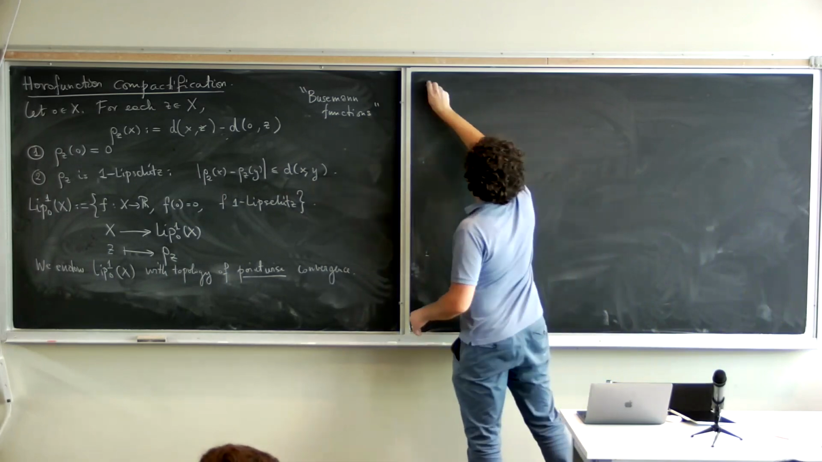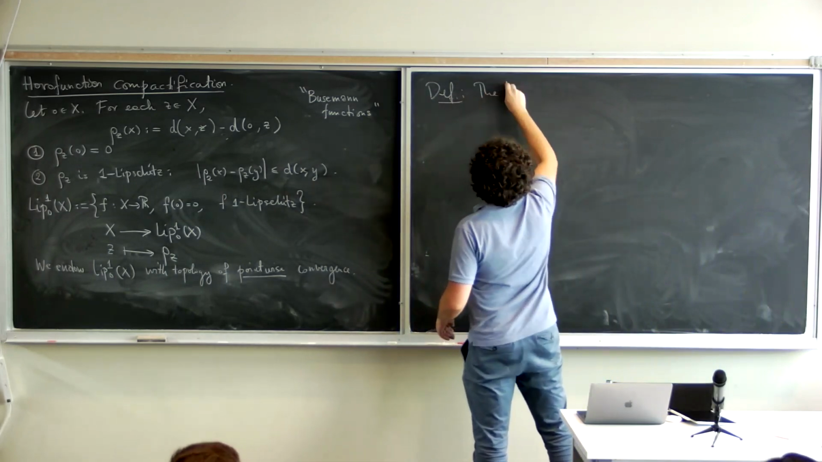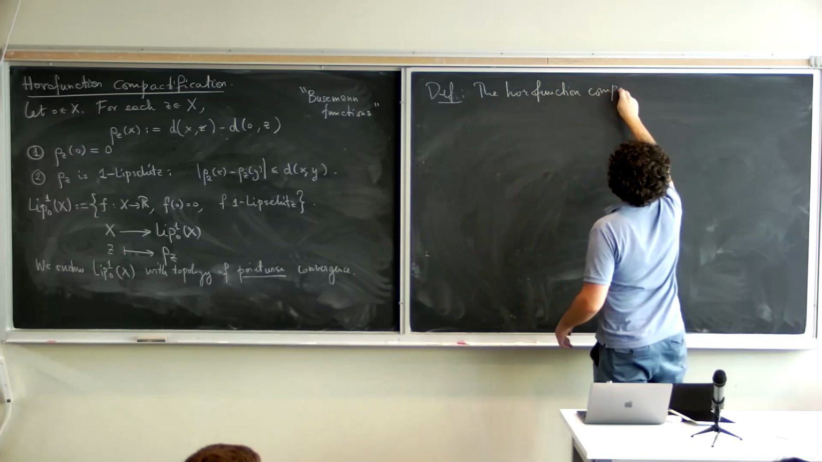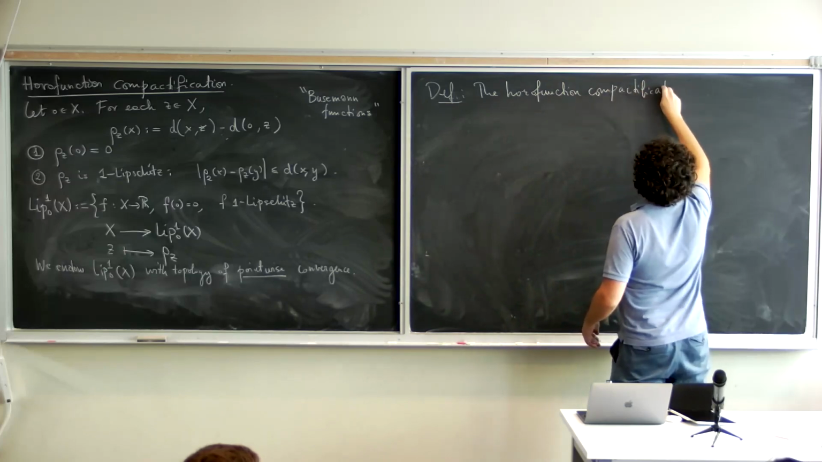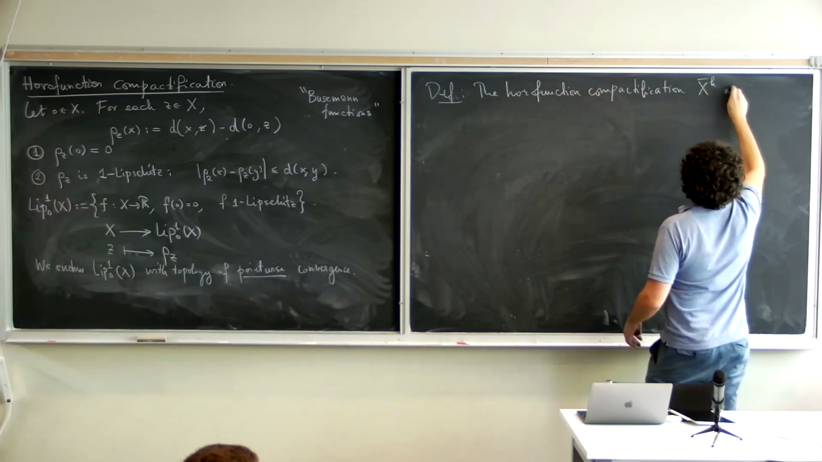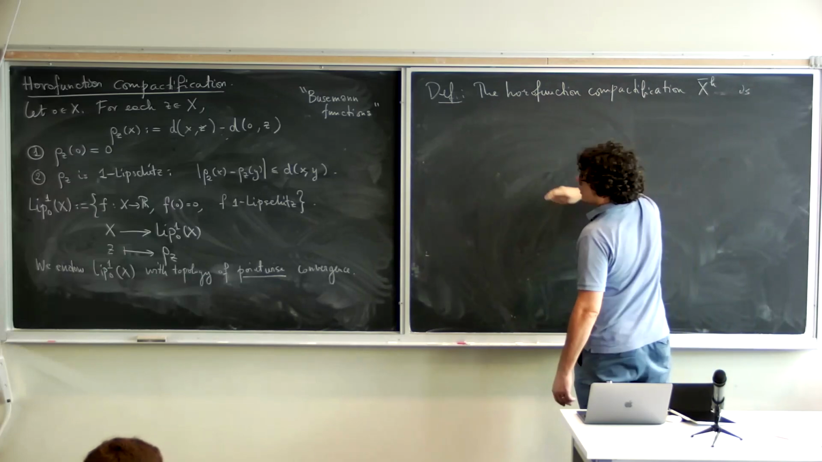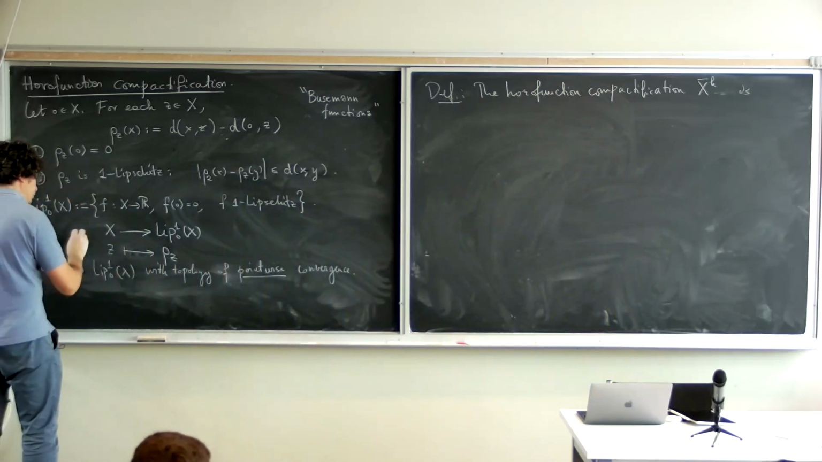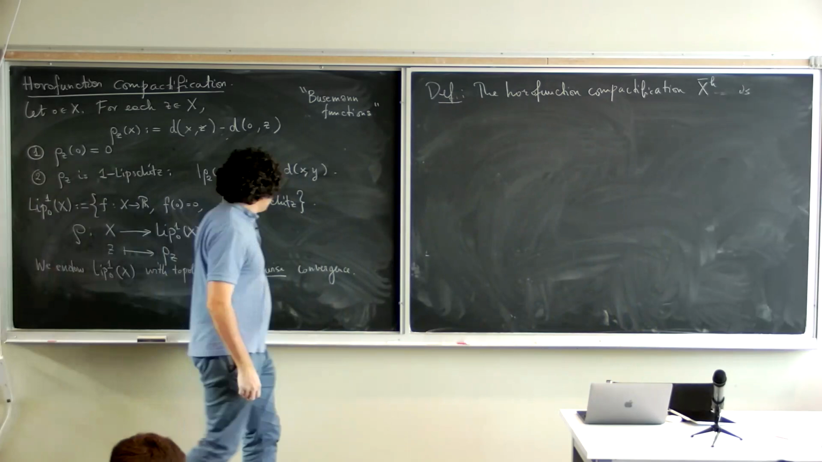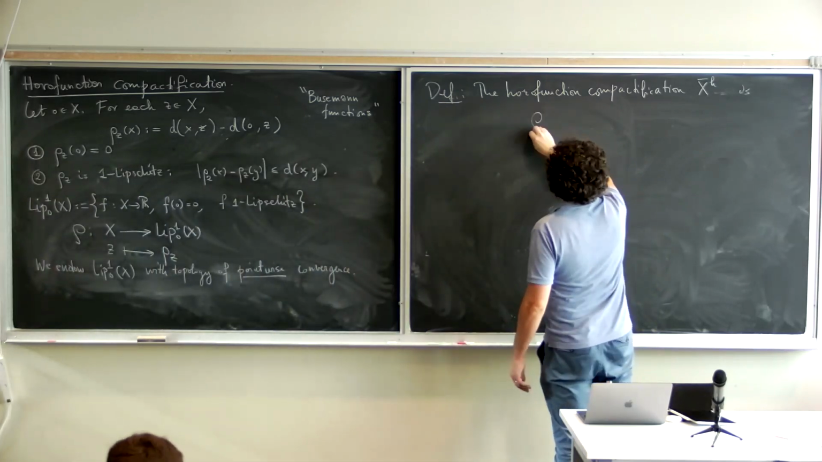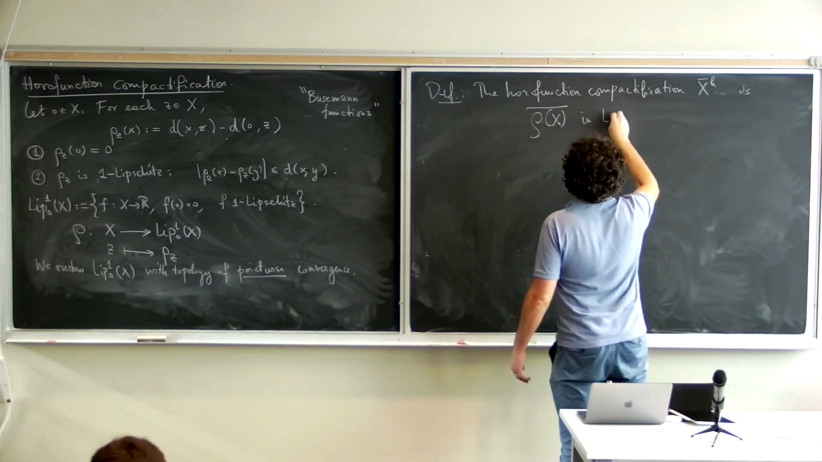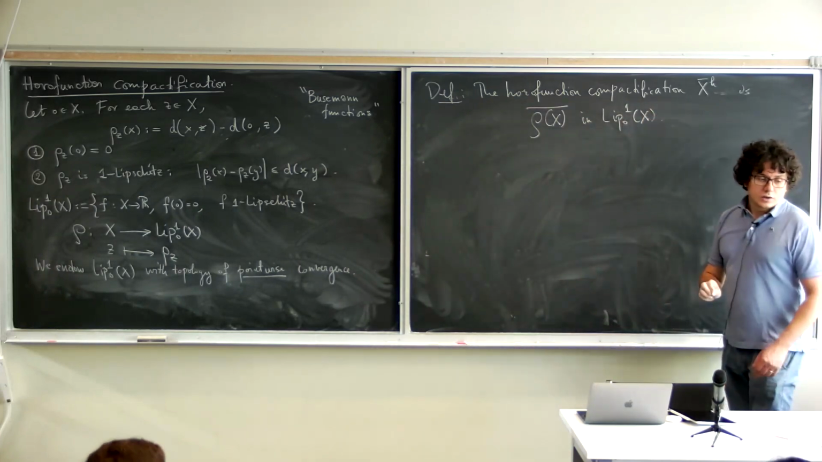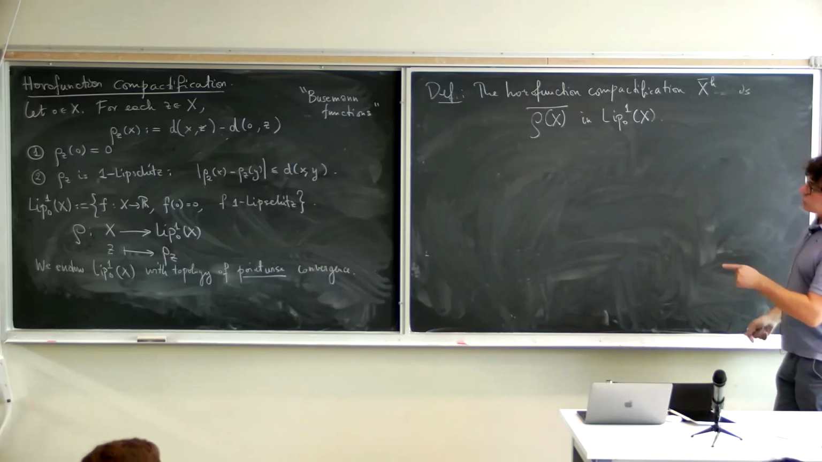So what's the definition? We define the Horofunction compactification as the closure. Let's call this map big rho. It is the closure of rho of X in Lip_1, the closure with respect to this weak topology.